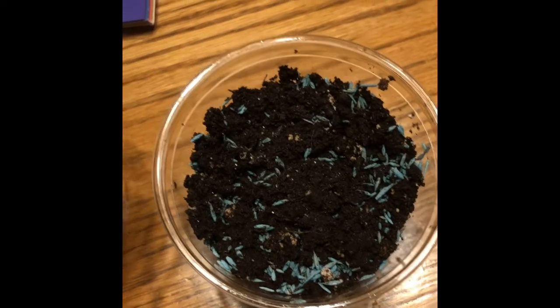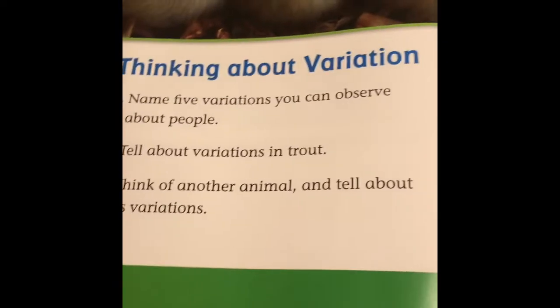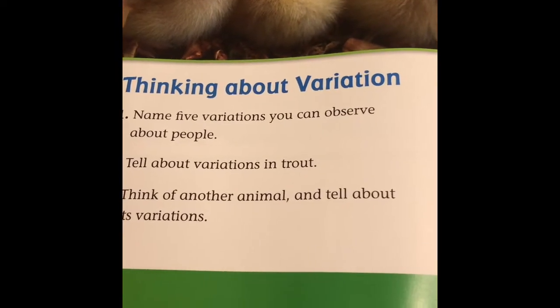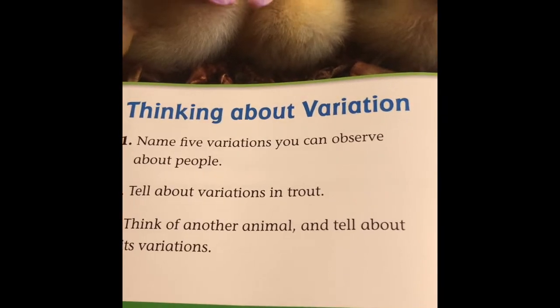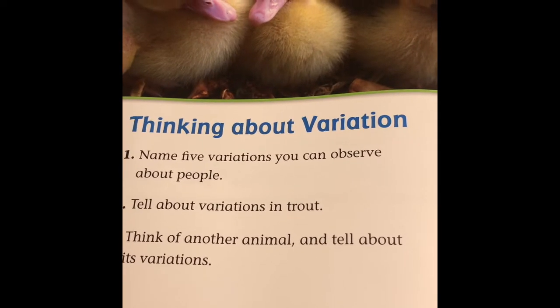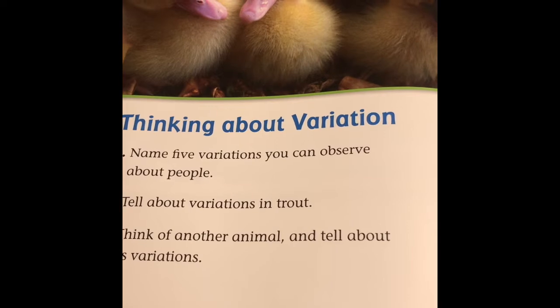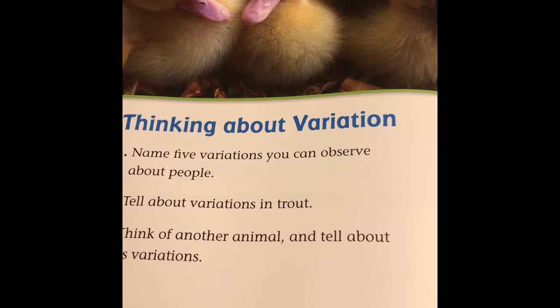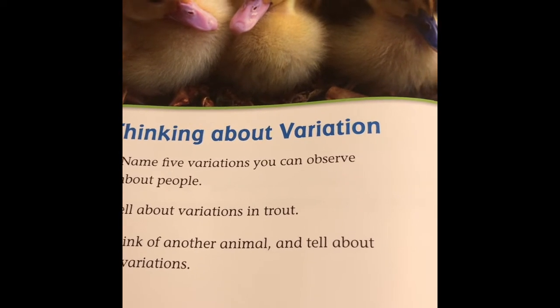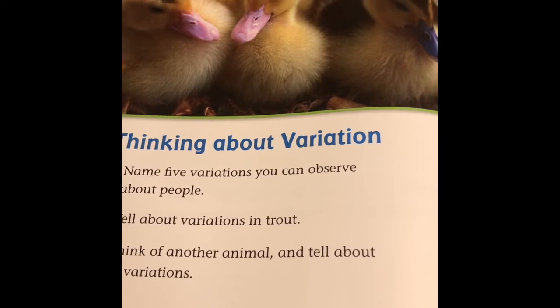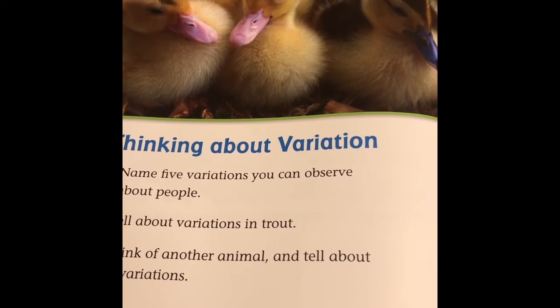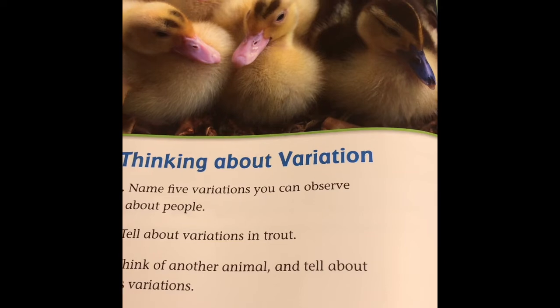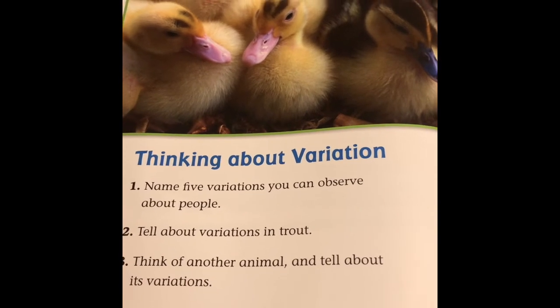So anyway, that is the lesson that I wanted to share with you today for science. So let's go back to these questions. Name 5 variations you can observe about people. So what I'm going to do is put a document up. If you can think of some variations you can observe about people, you can add it to the document. I'll put it right under the link for this video. So I hope you can think of something and plop it right in there.